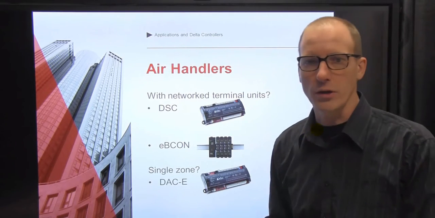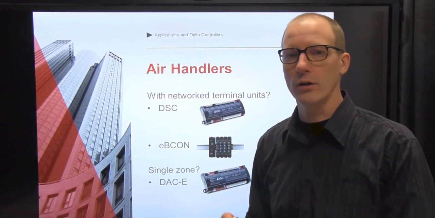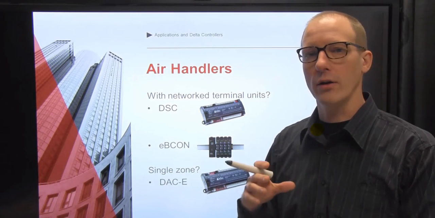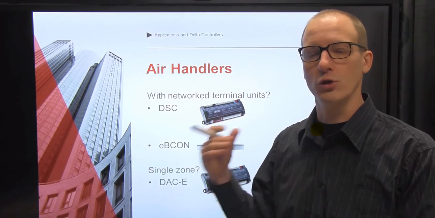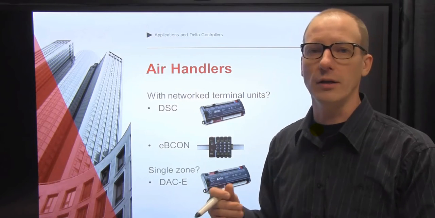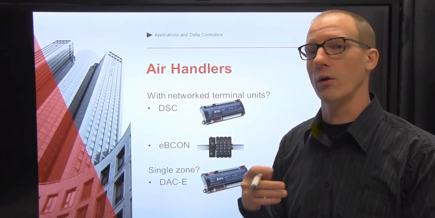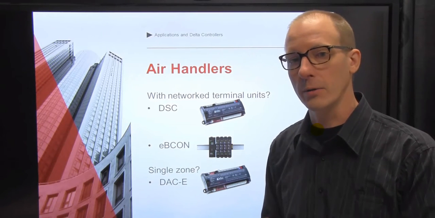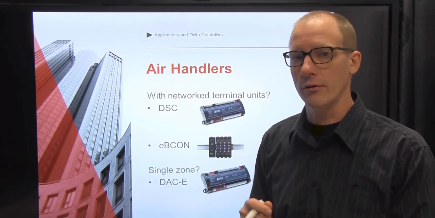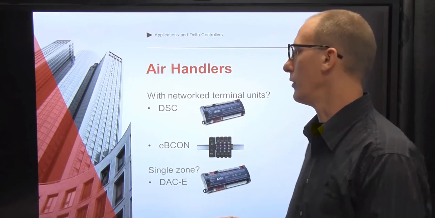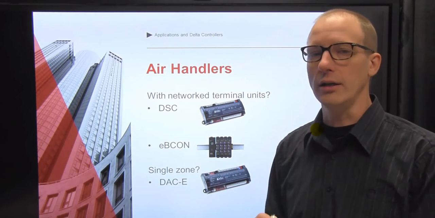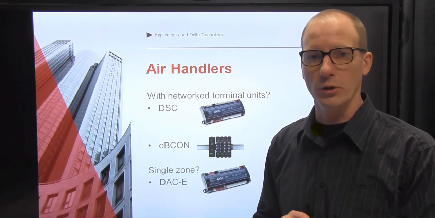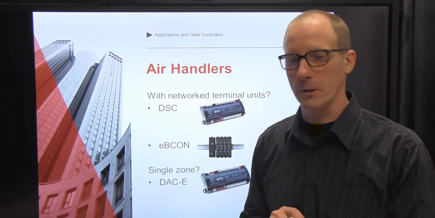So first we're going to start with the air handler family, and with air handlers there is really a big dividing line. The question is, does the air handler have unitary controllers below it? Like for example a VAV air handler, where you've got a whole bunch of terminal units that are VAV boxes that are going to be networked back to the air handler. So the first question you have to ask yourself is, do I have networked terminal units? If the answer is yes, then we need the air handler controller to be able to support a subnet of terminal units in order to make this whole application work.